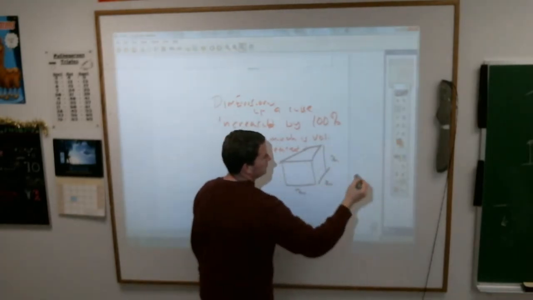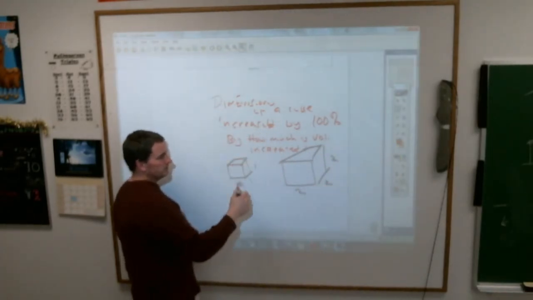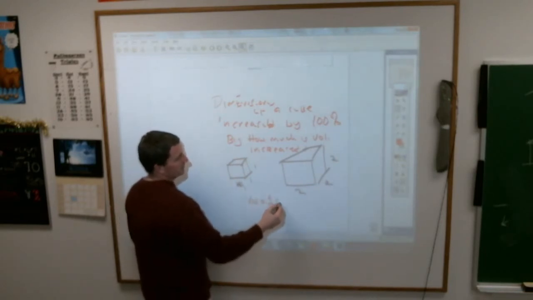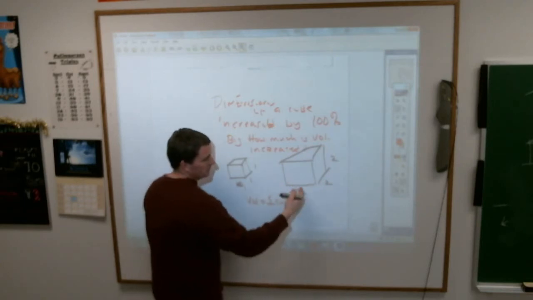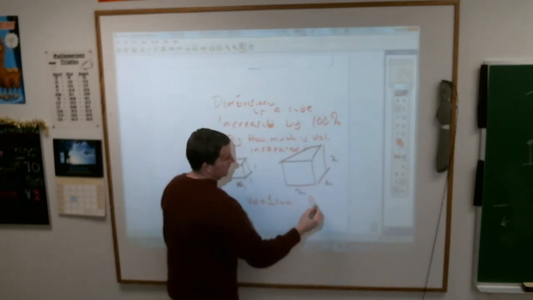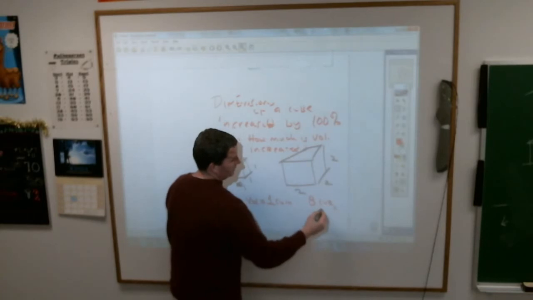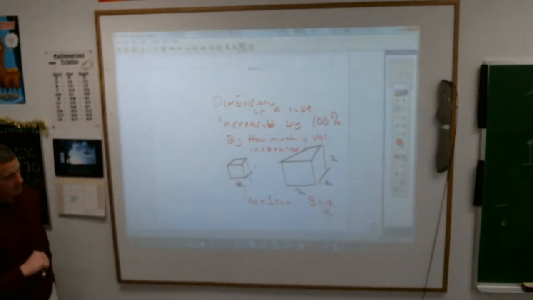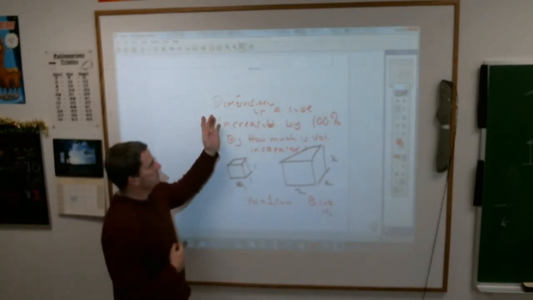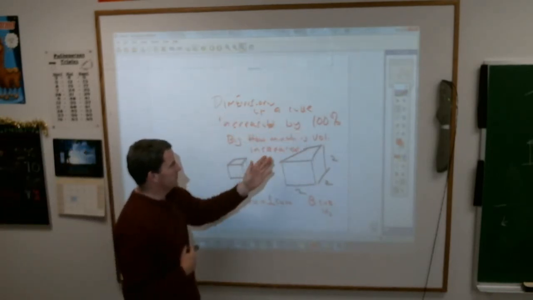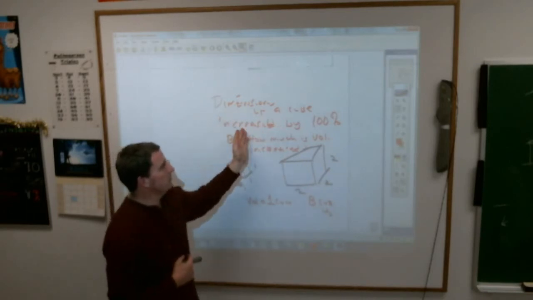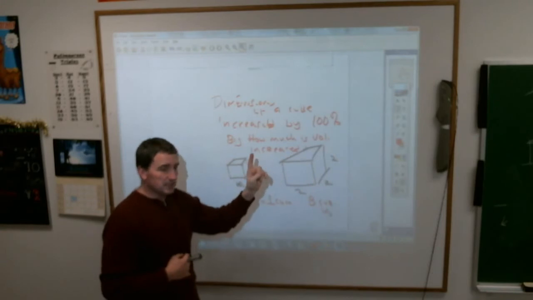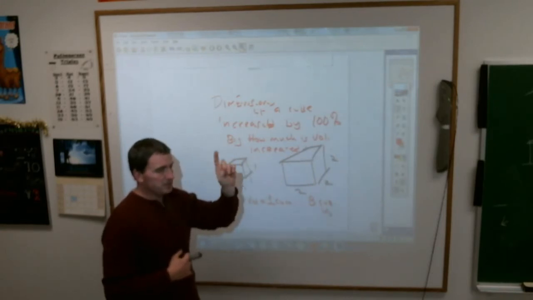And the volumes then, what's 1 times 1 times 1? The volume of this equals 1 cubic inch. And the volume of this one, 2 times 2 times 2 is 8 cubic inches. Now you might think you know the answer to this. The question asks, the dimensions of a cube increased by 100%, by how much is the volume increased?